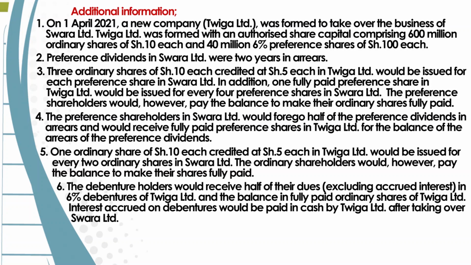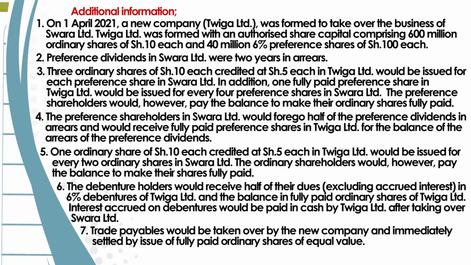Number 6, we are told the debenture holders would receive half of their dues, excluding accrued interest, in 6% debentures of Twiga Limited and the balance in fully paid ordinary shares of Twiga Limited. Interest accrued on debentures would be paid in cash by Twiga Limited after taking over Swara. Number 7, we are told the trade payables would be taken over by the new company and immediately settled by issue of fully paid ordinary shares of equal value.